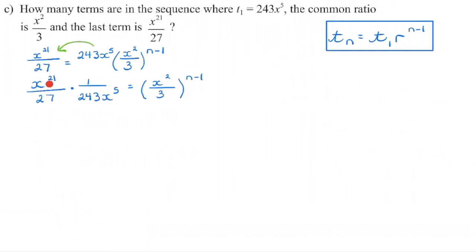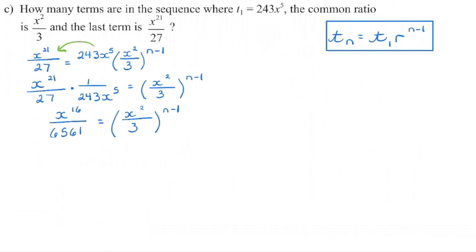When we divide two powers with the same base, we're going to subtract those exponents. So 21 minus 5 is going to give us 16, and then we can multiply those numbers in the denominator. At this point, remember, we're looking for that common base. So is there a way that we can get this as x squared divided by 3?